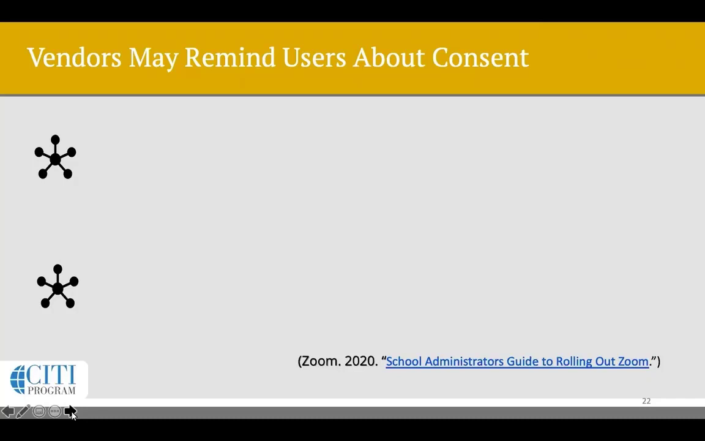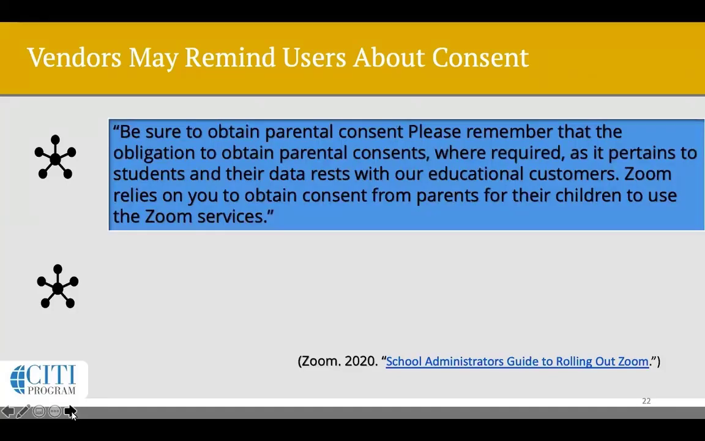So I mentioned before that an educational institution may have rules around consent for using video conferencing. And in fact, I use an example here from the company Zoom, which is being used quite a bit these days, that does put out a reminder: be sure to obtain parental consent. Please remember that the obligation to obtain consent as it pertains to students and their data rests with our educational customers. And Zoom relies on you to obtain consent from parents. So again, this is an example of a vendor that's reminding the educational institution to obtain consent.